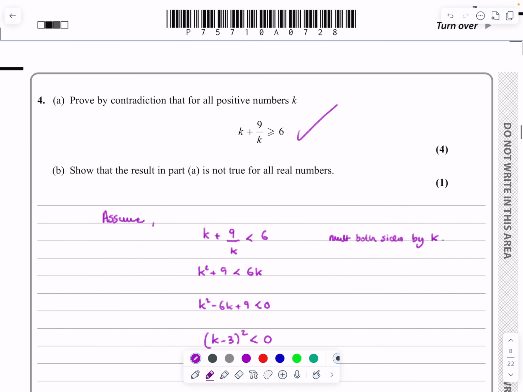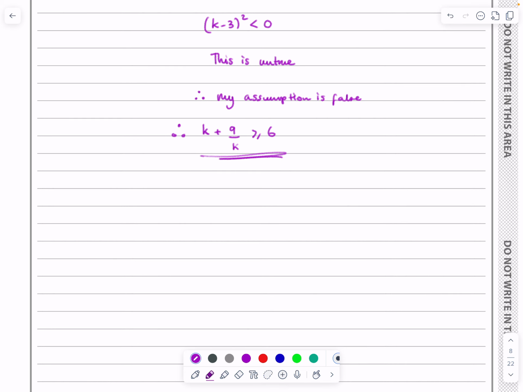So part 1 done. Show that the result in part A is not true for all real numbers. Well, we're going to show that it's not true for a negative, aren't we? So just pick a negative that it doesn't work for. I'm going to say let k equal minus 1. Check beforehand that it works for the value that you've chosen. But let k equal minus 1, then k plus 9 over k will equal minus 1 plus 9 over minus 1, which will equal minus 1 minus 9, which equals minus 10 here.